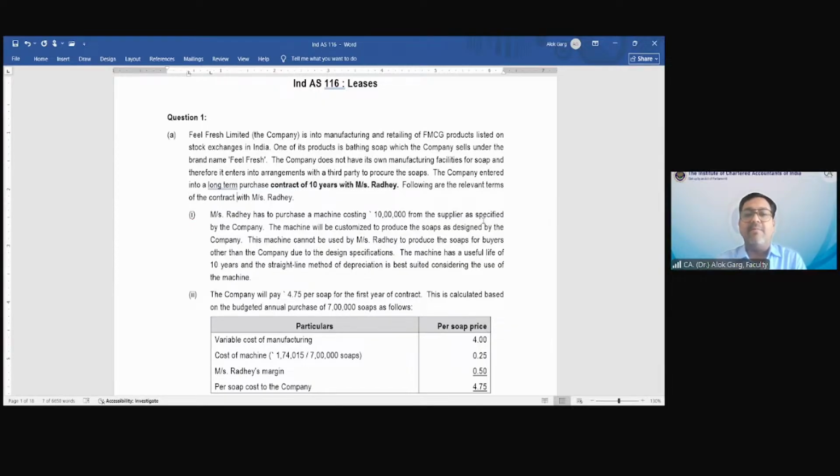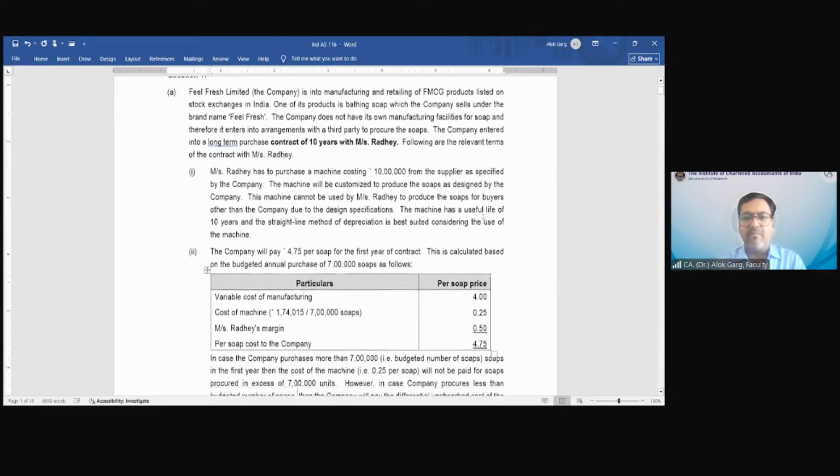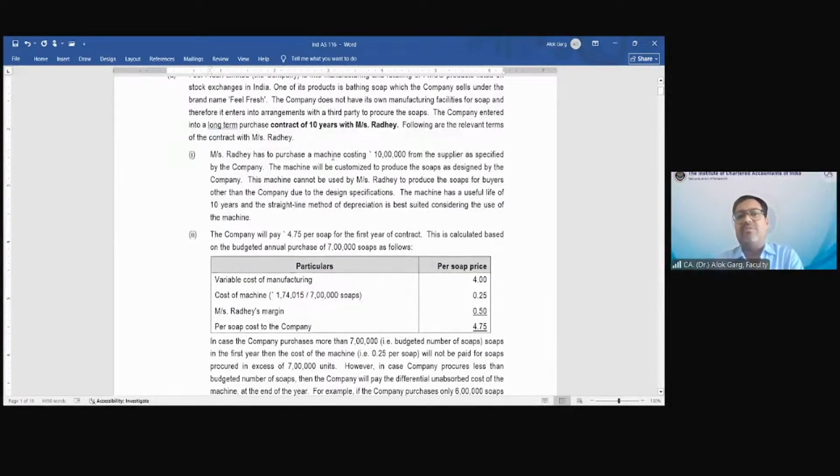Following are the relevant terms of the contract with Messrs. Radhe. Following are the relevant terms of the contract. Point number 1. Messrs. Radhe has to purchase a machine costing rupees 10 lakh from the supplier as specified by the company.